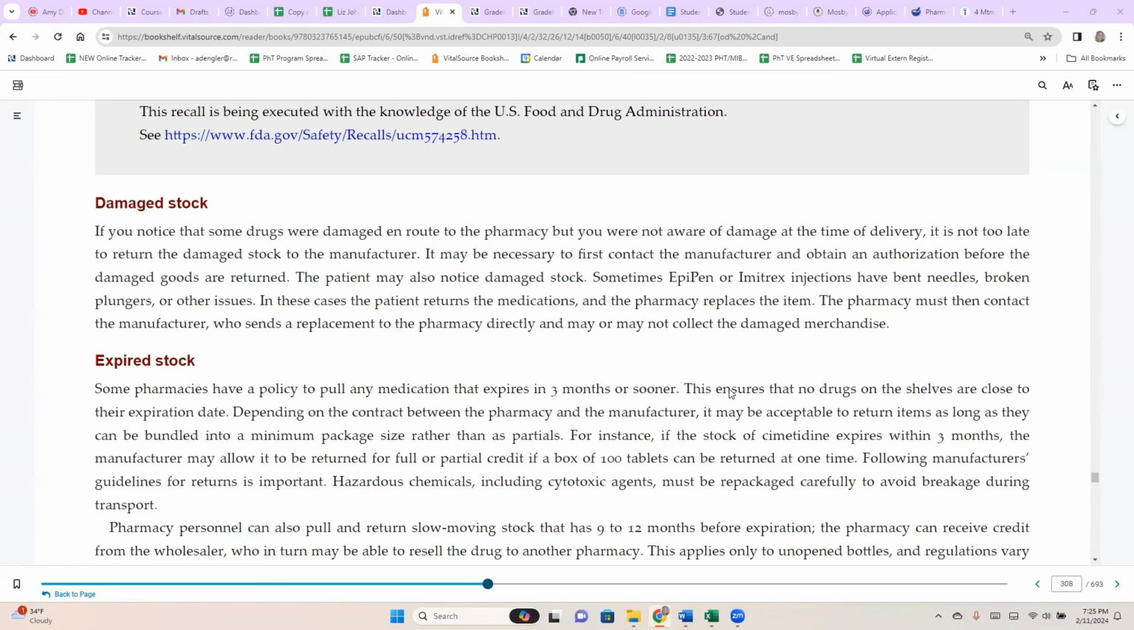Patients may also notice damaged stock. Sometimes EpiPen or Imitrex injections have bent needles, broken plungers, or other issues. In these cases, the patient returns the medication and the pharmacy replaces the item. The pharmacy must then contact the manufacturer, who sends a replacement to the pharmacy directly and may or may not collect the damaged merchandise.